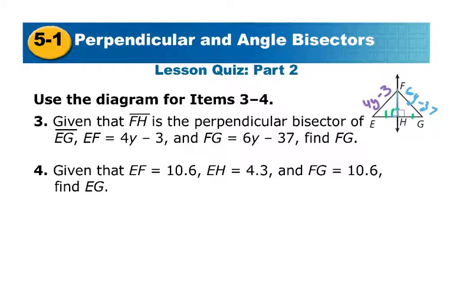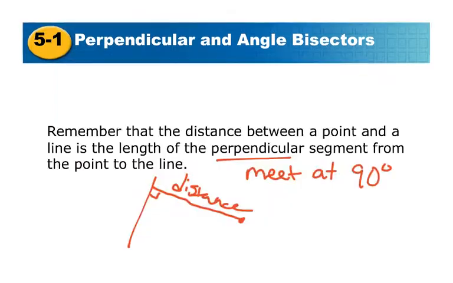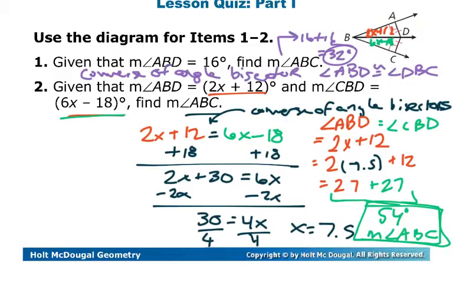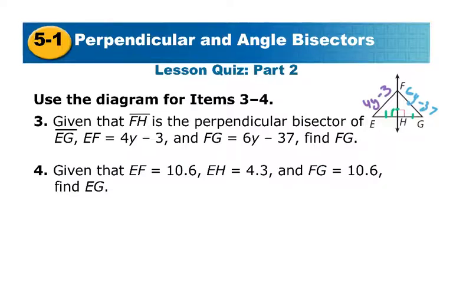And as we can see by side angle side of this triangle, or by that perpendicular bisector theorem that we were talking about, we are going to be able to say that those are the same. So we know that EF equals FG, and so therefore algebraically we can set them equal to each other. So 4y minus 3 is going to be equal to 6y minus 37.